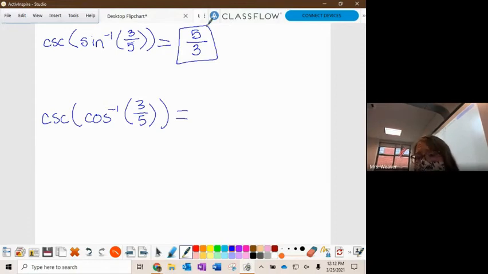Let's do cosecant of the angle whose cosine is 3/5. Now, 3/5 is not an x value from the unit circle, so we've got to draw a triangle. Let's take this up a notch and make it negative. So we want to draw a triangle. What quadrant should we draw it in if our cosine is negative? What quadrant should that be in if we're doing cosine inverse of negative 3/5? When cosine is negative, what quadrant does cosine inverse take us to?